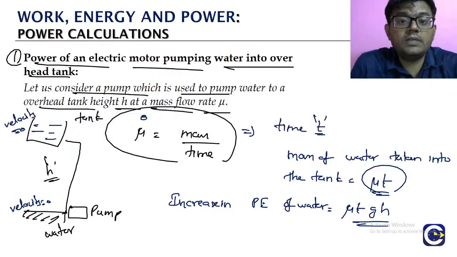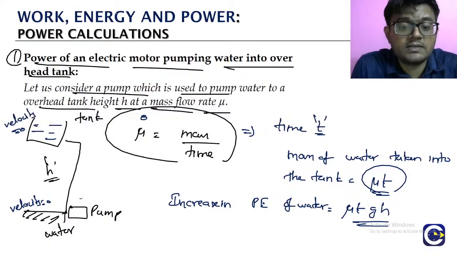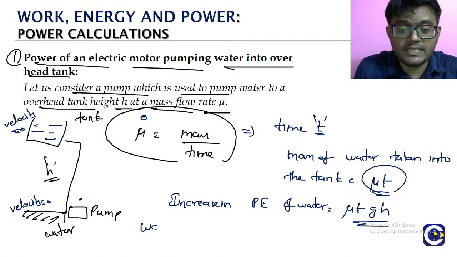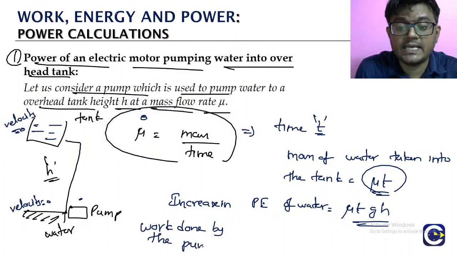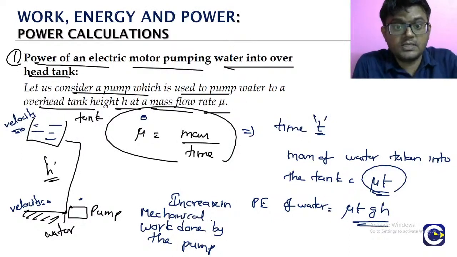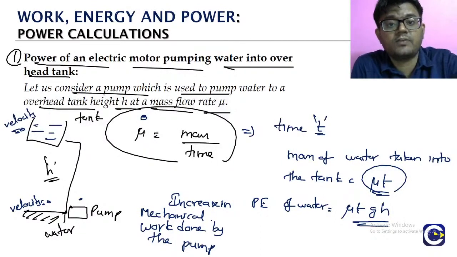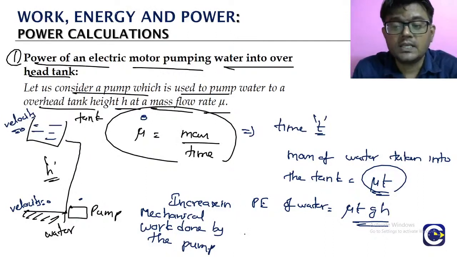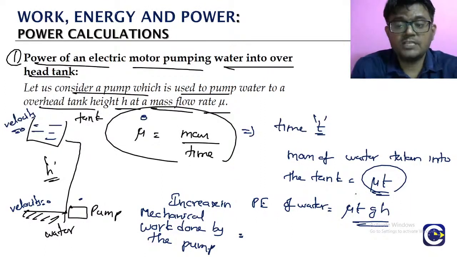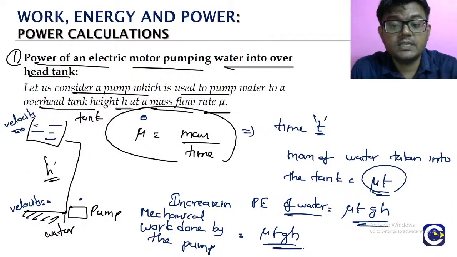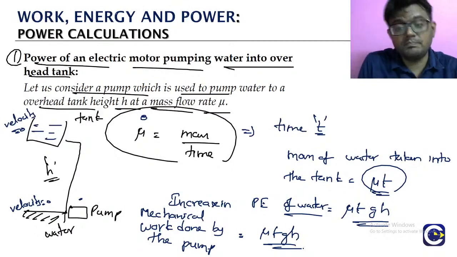Now how is this increase in potential energy coming? Because of the work done by the pump, right? So work done by the pump. Okay, so actually you will say mechanical work. What is the exact word we should say? Mechanical work done, because that is the role of the pump, right? It will do mechanical work to take the water from the surface level to the overhead tank. Mechanical work done by the pump is what? The change in potential energy, right? Change in potential energy or increase in potential energy. What is it? Mu into t into g into h. That is the mechanical work done by the pump.